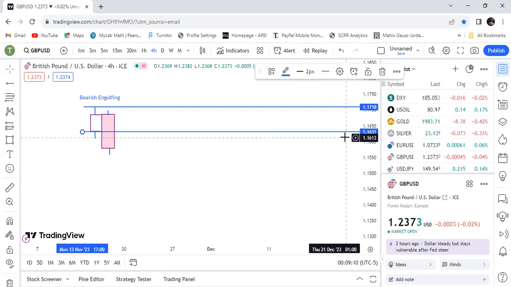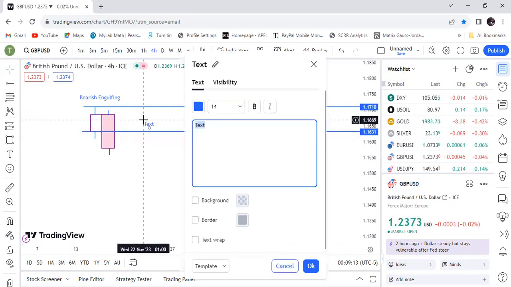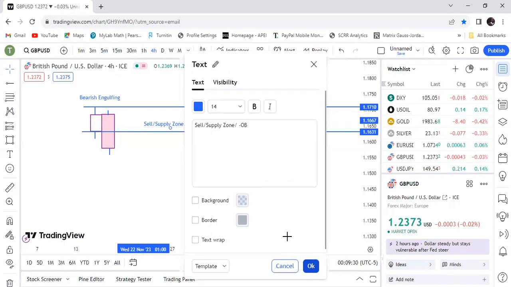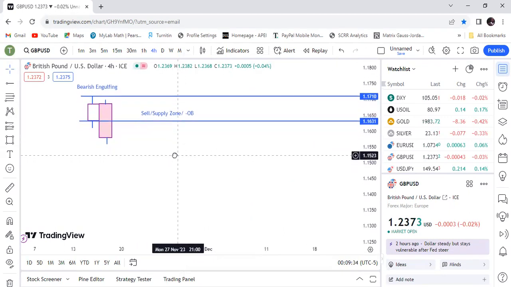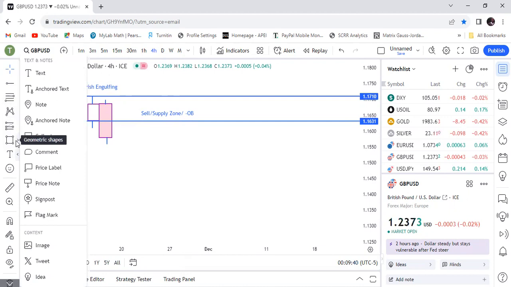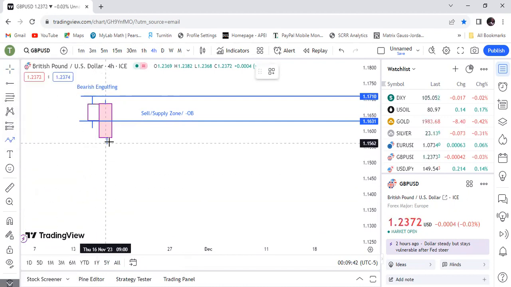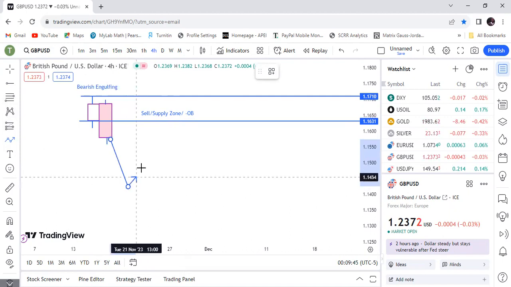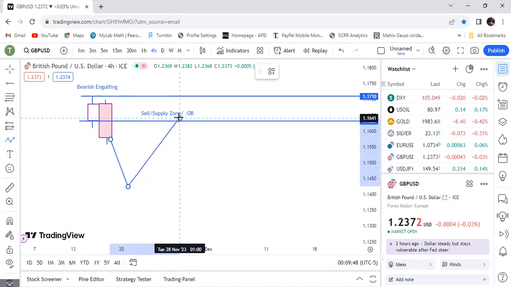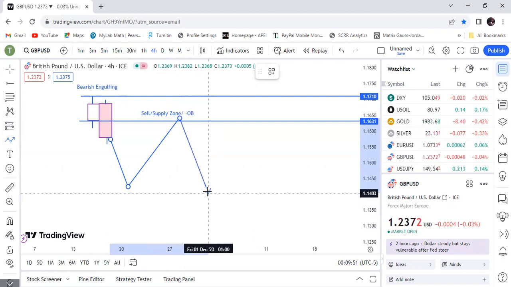So we mark that region, and this is what we are calling the sell or supply zone, or basically it can also be referred to as a bearish order block, which I'll denote as minus OB. That is the bearish order block. So how we trade this kind of pattern, we wait for the price to drop, and then price comes back to this region, and that's when we want to focus on selling.